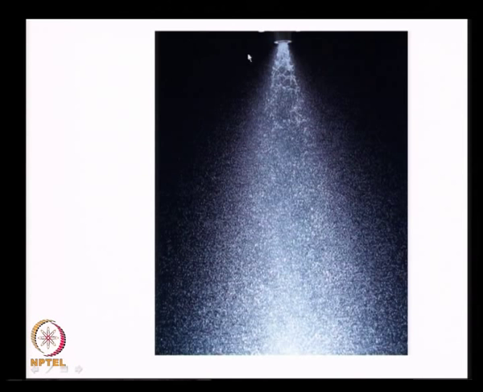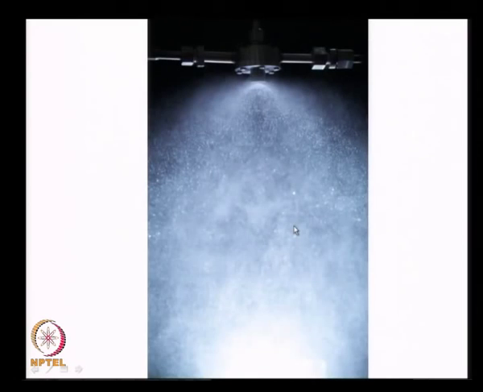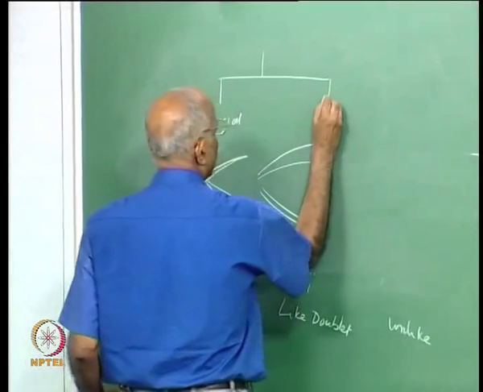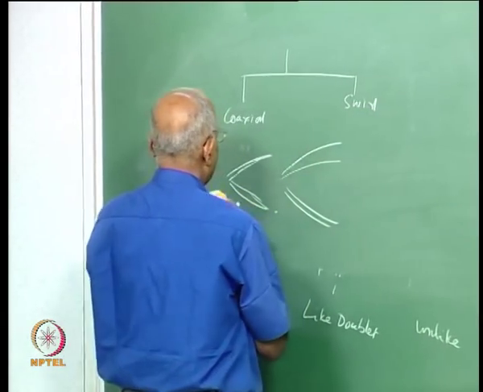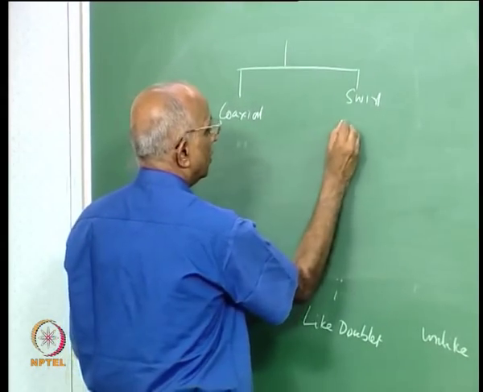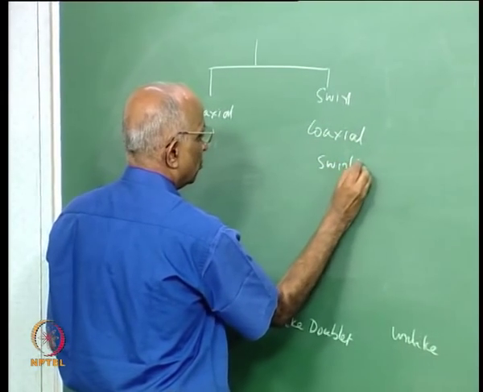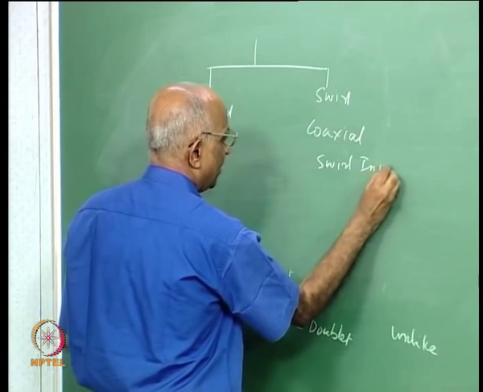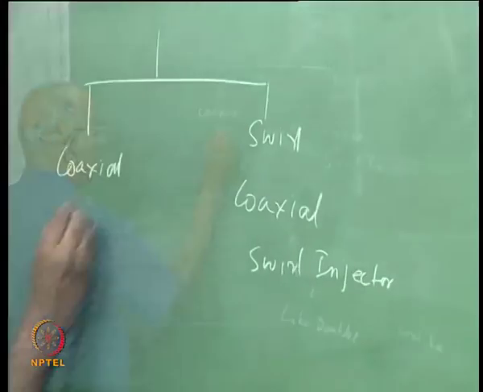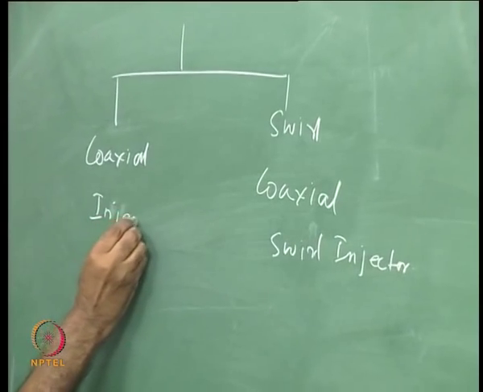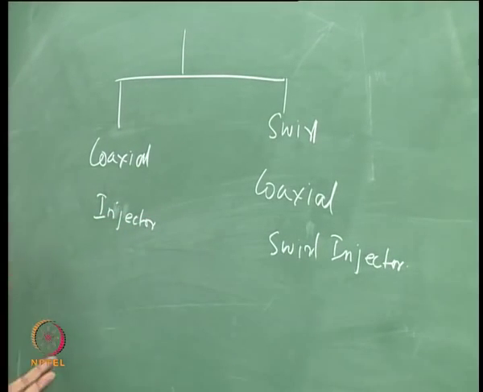And then instead of getting something like a jet which comes out into droplets, now I make it very fine over here and it has a much wider thing. And when I rotate a liquid, I say I swirl the liquid, and therefore such injectors are known as coaxial swirl injectors, whereas the earlier thing which I said was just a simple coaxial injector. All these things are used in practice.